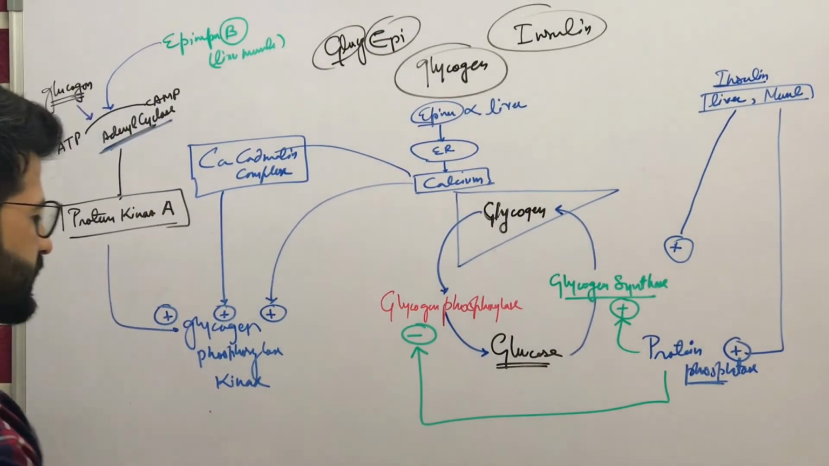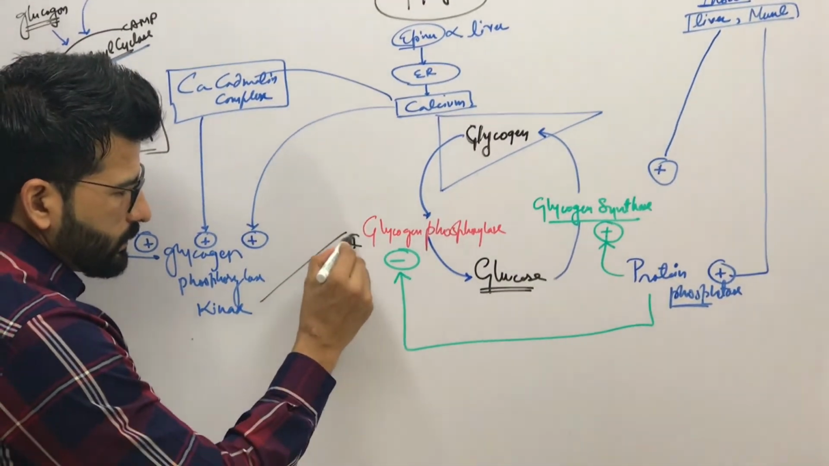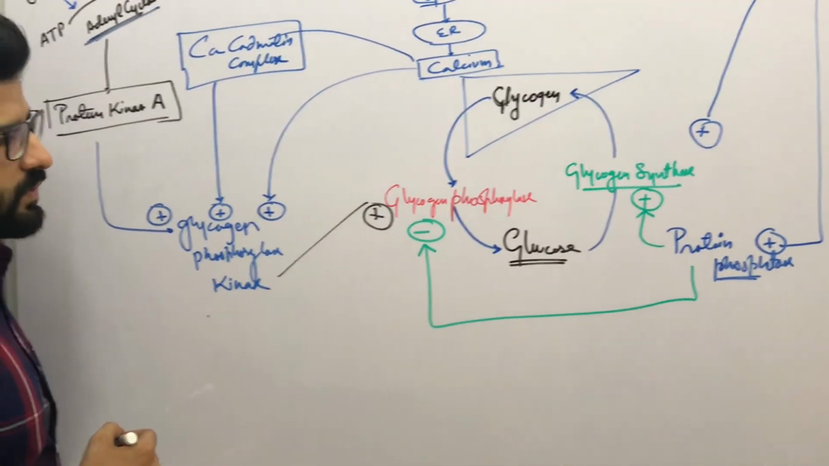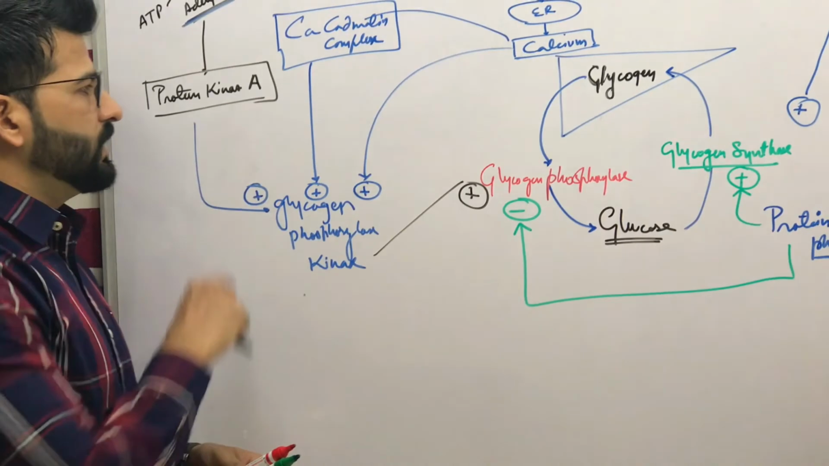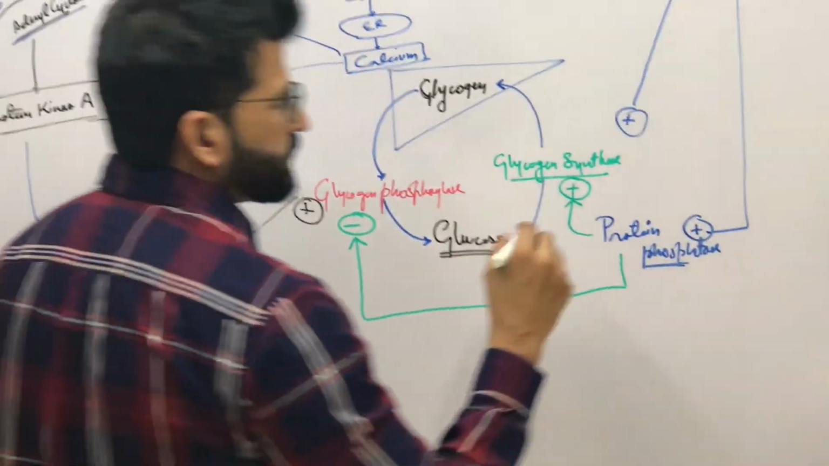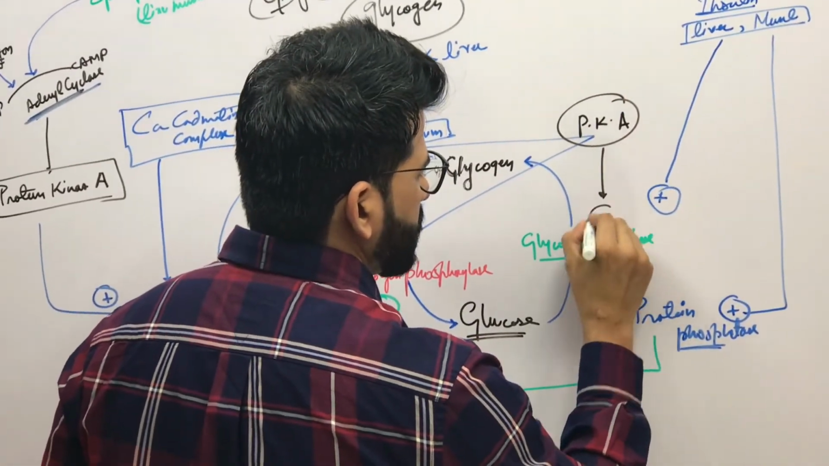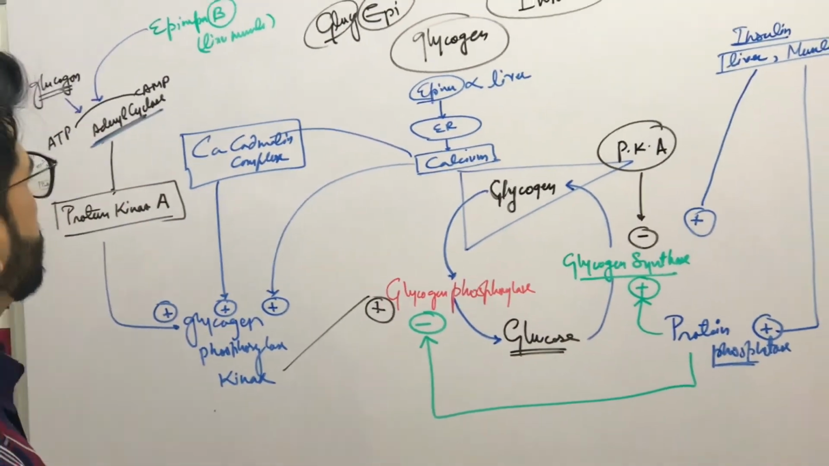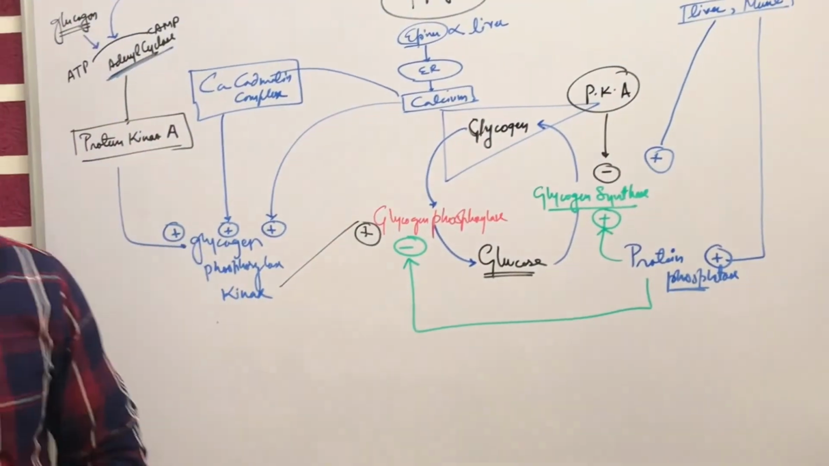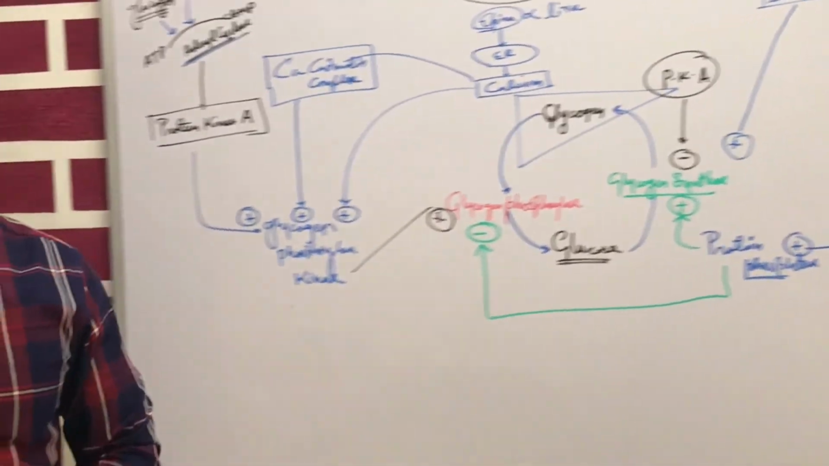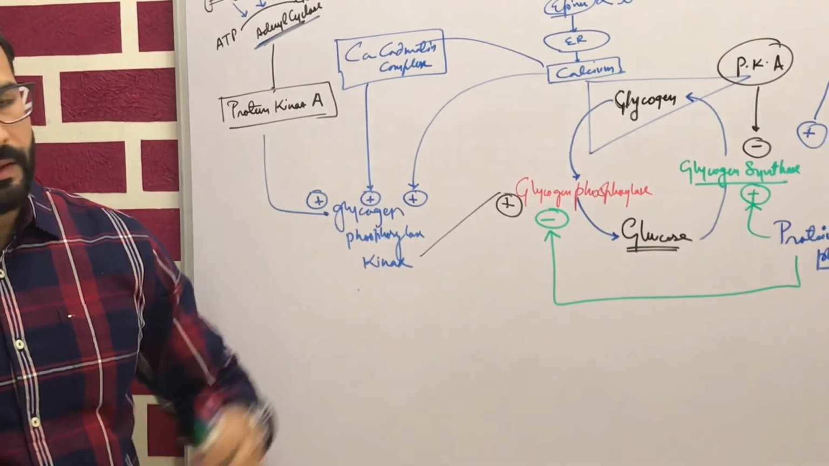This glycogen phosphorylase kinase, finally activated by any of the three mechanisms, activates the glycogen phosphorylase. This protein kinase A, where it activates the glycogen phosphorylase kinase, also inhibits the glycogen synthase. So this is the relation of glucagon, epinephrine and insulin, how they are acting on the glycogen to convert it into glucose, and how the glucose is again converted back to glycogen under the effect of insulin.